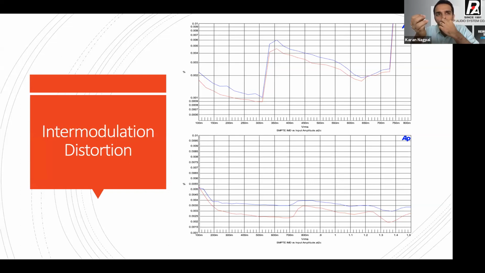Intermodulation distortion is another type of distortion, where two frequencies combine to produce a third frequency, which was not originally in the amplifier's response. It's again a more complicated way of measuring IMD. IMD stands for intermodulation distortion. There's a testing procedure by the SMPTE. SMPTE stands for Society of Motion Picture and Television Engineers.